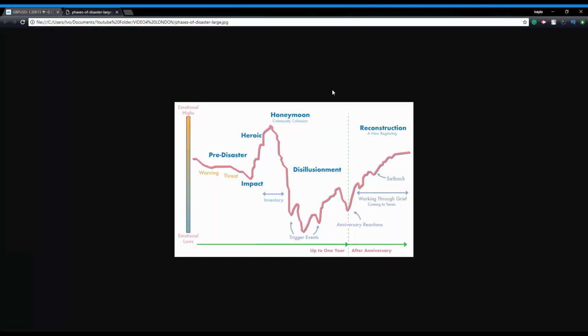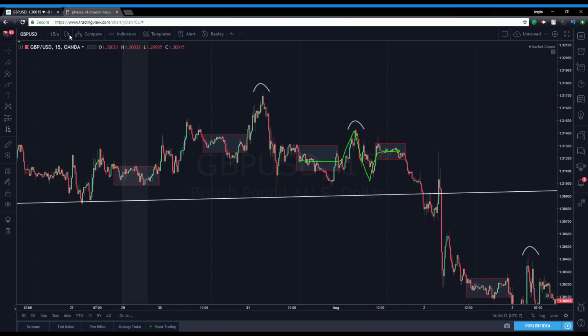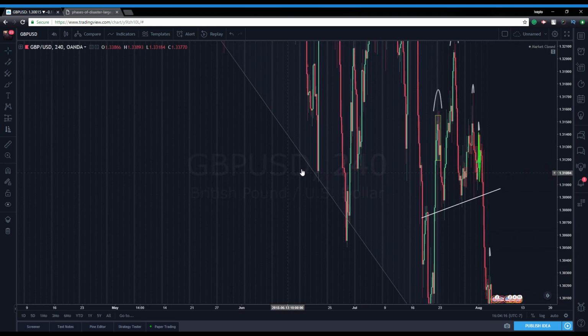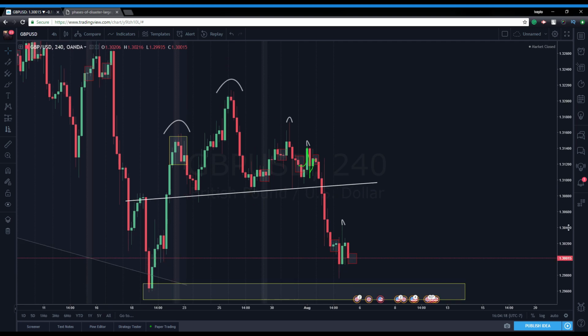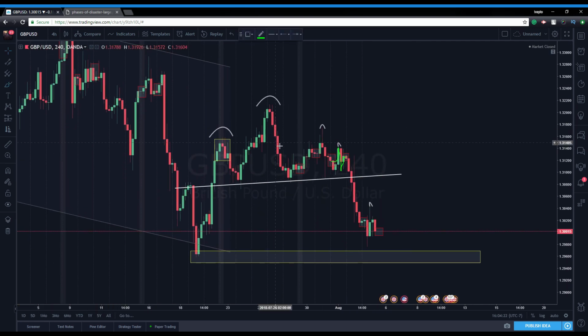Feel free to take a screenshot of this and print it out, have it somewhere next to your computer. And this happens every single day. As I said, this is a 15-minute chart. If you go up to the 4-hour chart, you'll see it again. I guarantee you that.